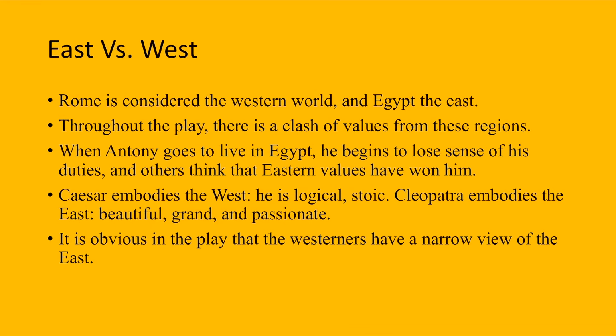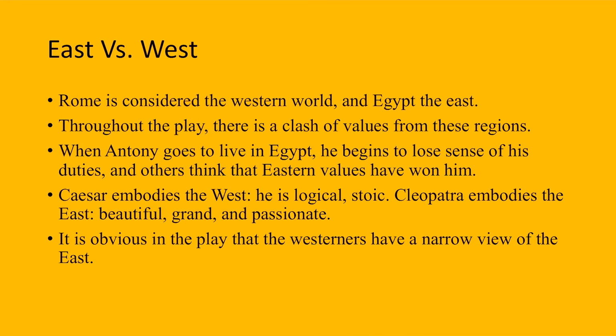Another important thing to be aware of is East versus West. So Rome is considered to represent the Western world, and Egypt represents the Eastern world. And throughout the play, there's a clash of values between both of these regions. Now, when Antony goes to live in Egypt, he begins to lose a sense of his duties, and others think that Eastern values have won him over.